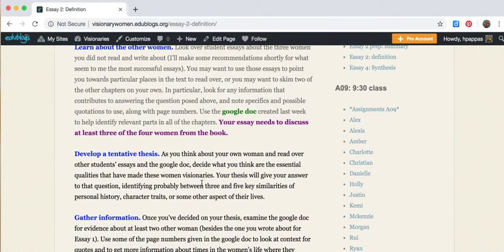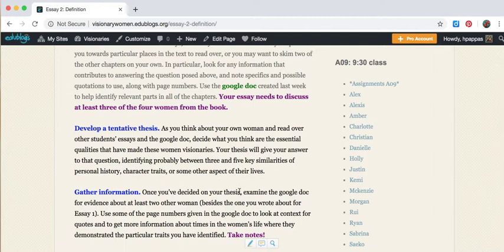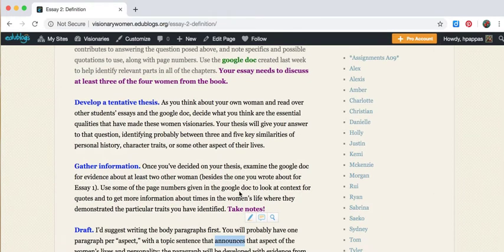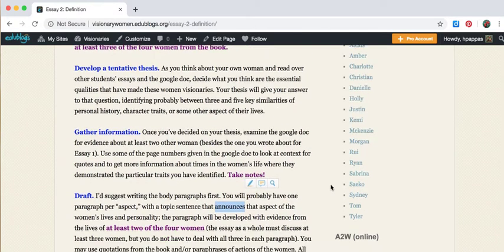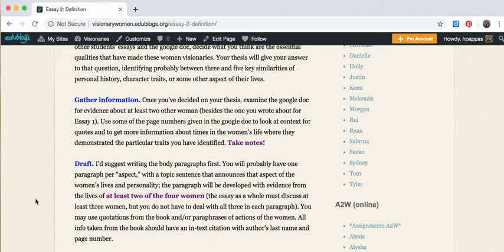So you have your thesis statement here that answers the question. Then you need to collect some evidence from the Google Doc, from your own reading of your particular woman, from looking at other people's summaries, from consulting the book. Then you're going to draft.